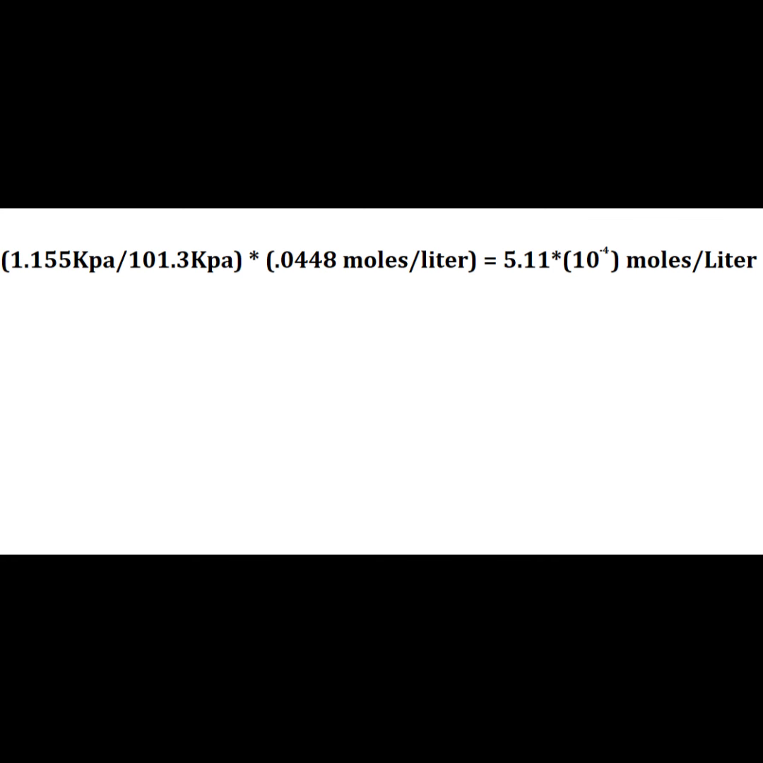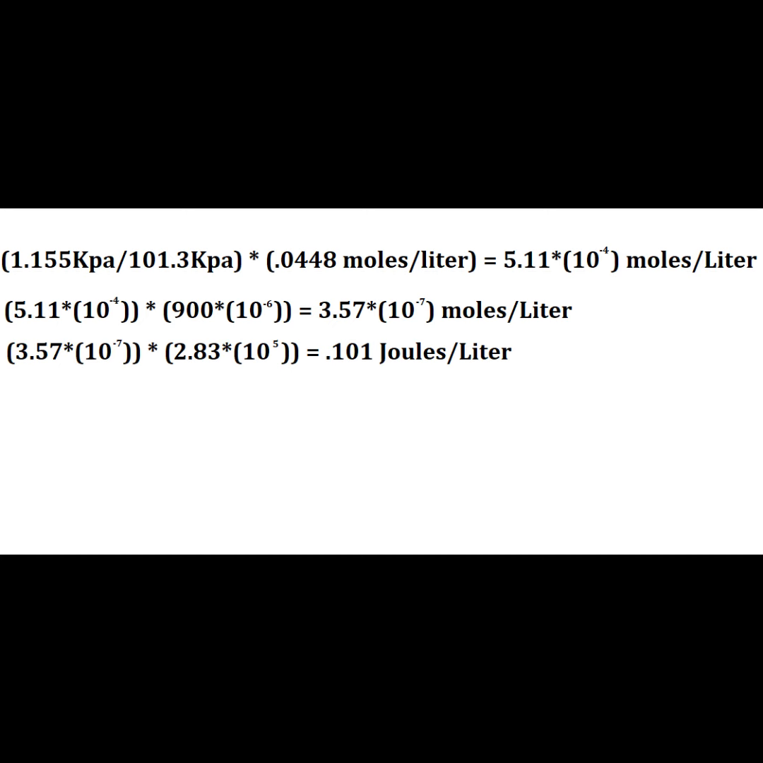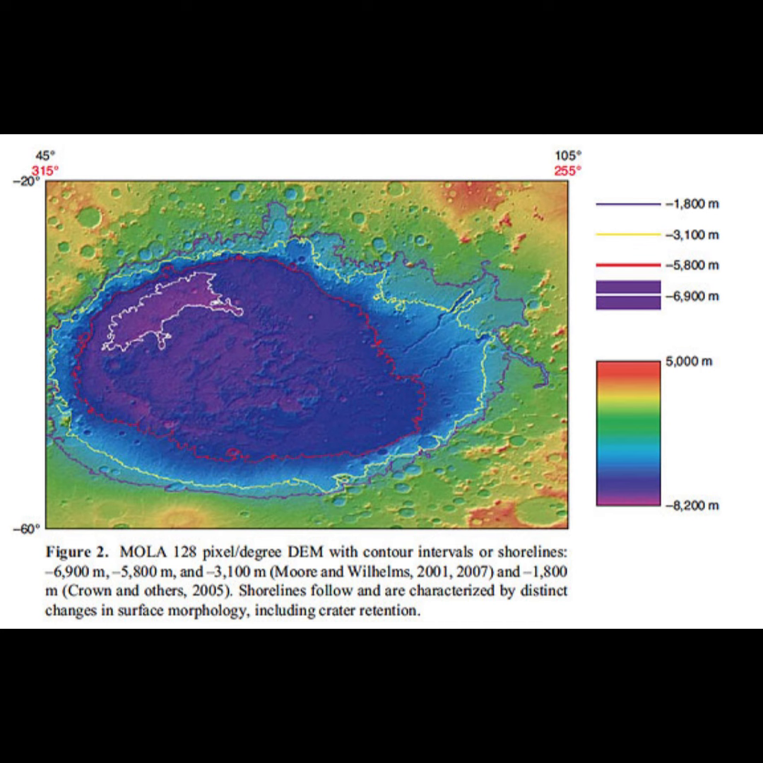With the greatest atmospheric pressure on the surface of Mars being 1,155 pascals, there will be at most 511 micromoles of gas per liter. This means there will be 357 nanomoles of carbon monoxide per liter, which would yield 101 millijoules when oxidized. So, trace gas oxidation on the lowest parts of Mars will yield more energy than it would on Earth.